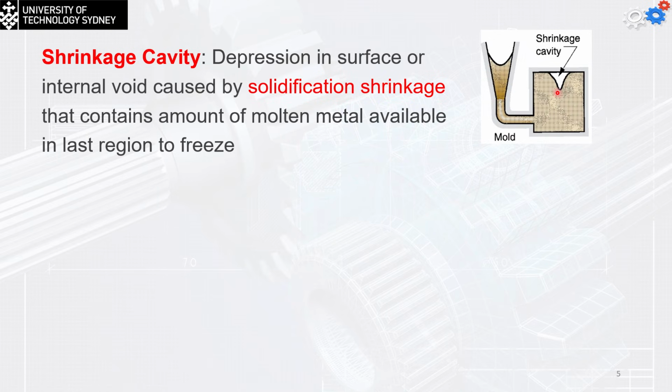Again, you remember the example that we saw earlier. This one doesn't have a vent. We're going to have the molten metal in the bottom. This starts to solidify, shrinking the material, and this will cause the cavity or the shrinkage to occur.